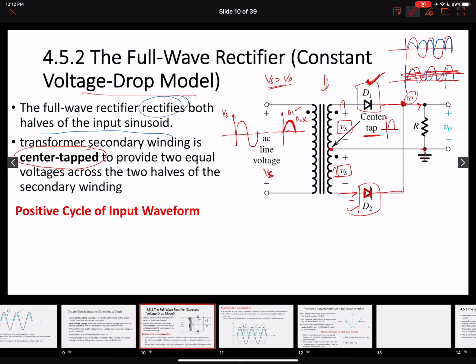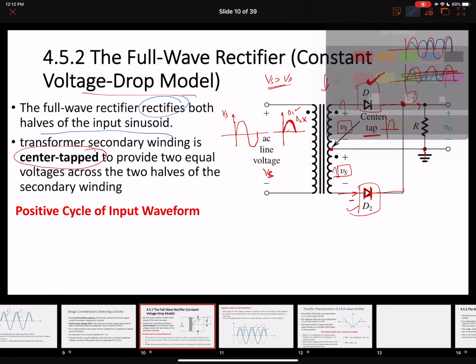Again, with the loss of VD, so it will be VS minus VD. Okay, so let me talk about the negative cycle as well.